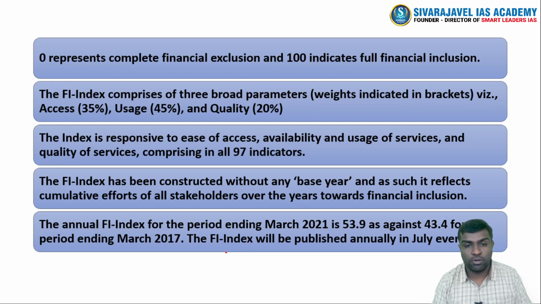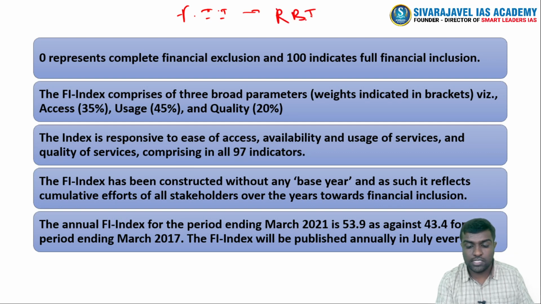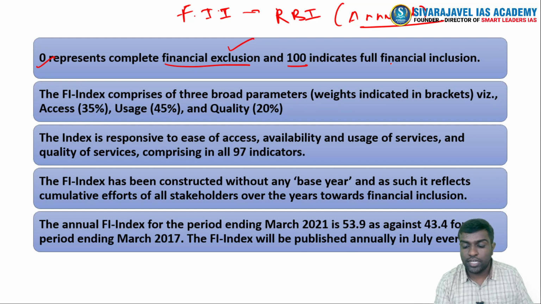Now a little bit more about it. What is this index about? This financial inclusion index is an index by RBI. Understand? This is an index which will be published by the RBI on an annual basis. As we saw in the statement, 0 represents complete financial exclusion, 100 indicates full financial inclusion. Therefore, we need to progressively move towards the 100 mark.